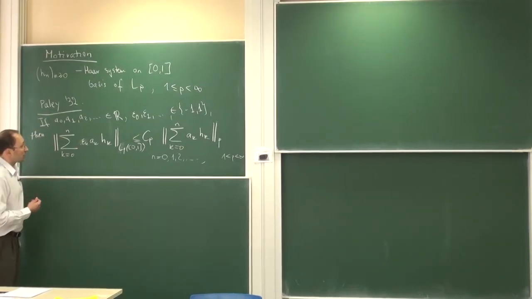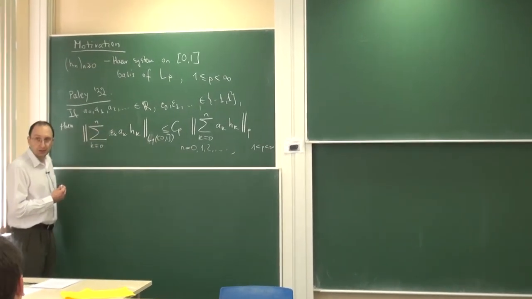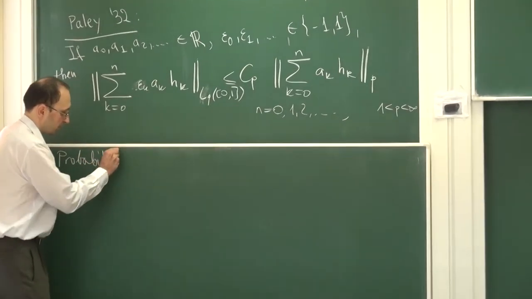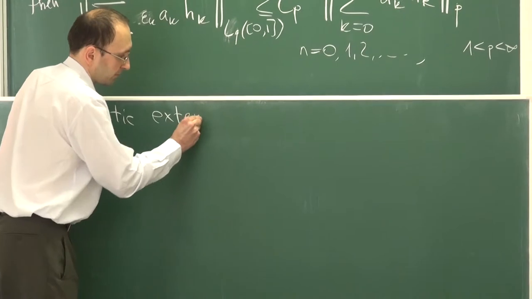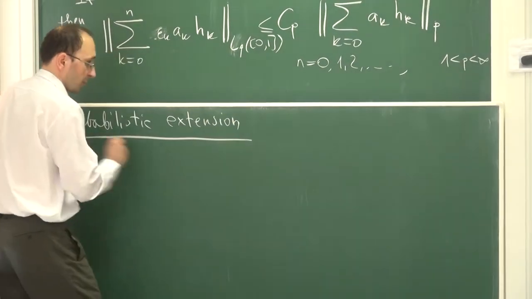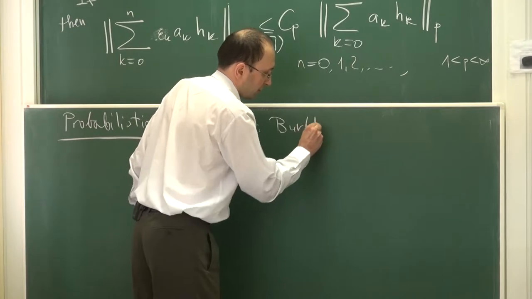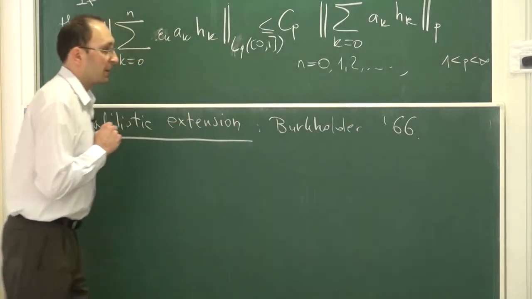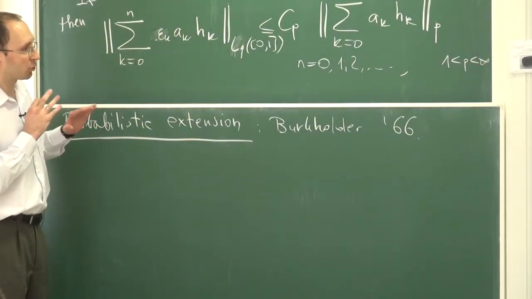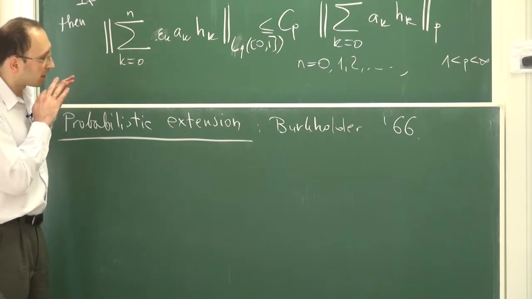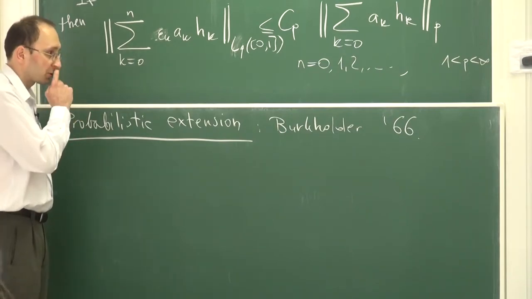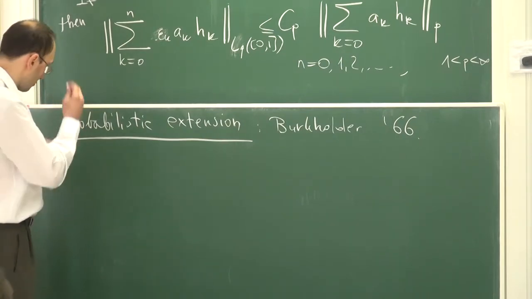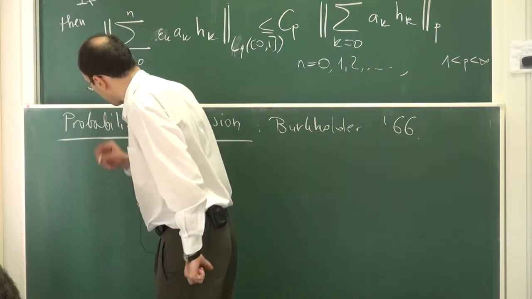So that is, let's say, the analytic motivation. Among possible extensions, there is a probabilistic extension, and here we have the contribution of Burkholder. Namely, Burkholder proved the martingale version of this inequality. What did he show? Let us introduce the necessary notions, starting with some definitions.